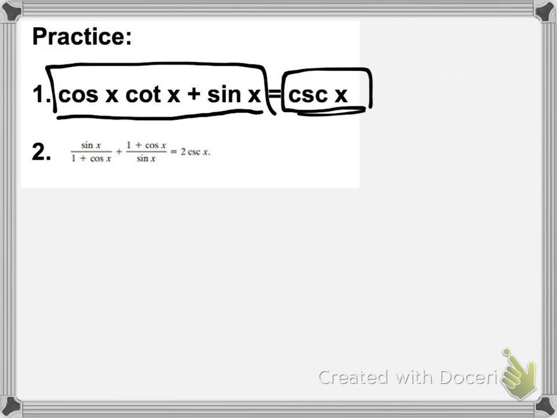Next one: sine of x over 1 plus cosine of x, plus 1 plus cosine of x over sine of x, equals 2 cosecant of x. And so the left side is definitely more complicated. I'm going to try and combine them.